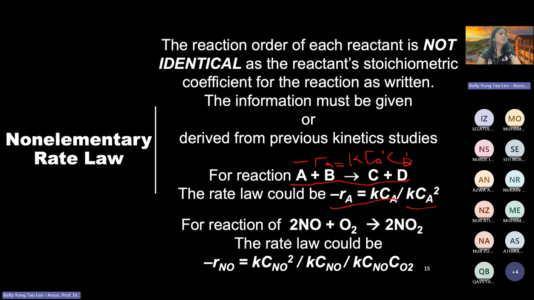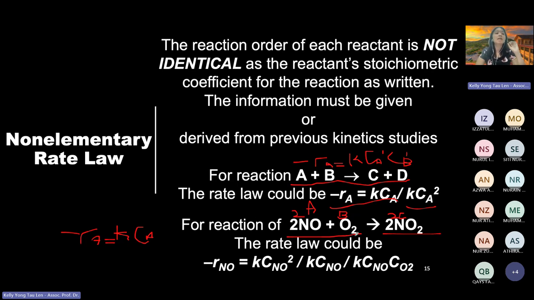So next one, example, 2NO react with O2 to produce 2NO2. So kalau dia adalah elementary rate law, minus RA dia akan jadi sama dengan CA. Kita assume ni A eh. Okay, sorry, saya kena letak A, B, C, D, nanti kamu confused. Okay, I put 2A plus 1B produce 2C. Sebab real reaction is easier if we write down in the form of A, B, C, right? So, the reaction is 2A, 1B, 2C.